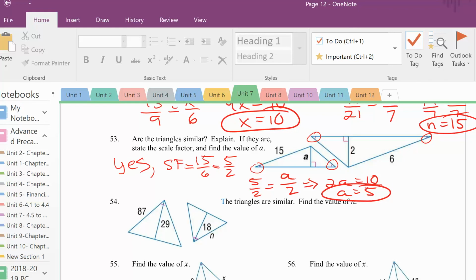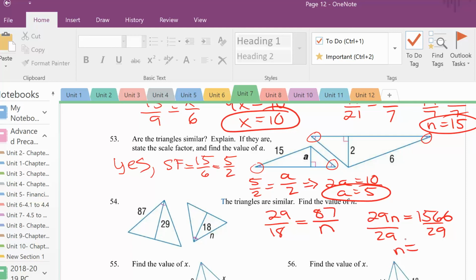So for 54, are the triangles similar? And the triangles are similar. Find the value of n. Well, notice these are angle bisectors, so the ratio of the angle bisectors, 29/18, is the same as the ratio of the sides, 87/n. So 29n equals 87 times 18, which is 1,566, divided by 29, gives you n equals 54.